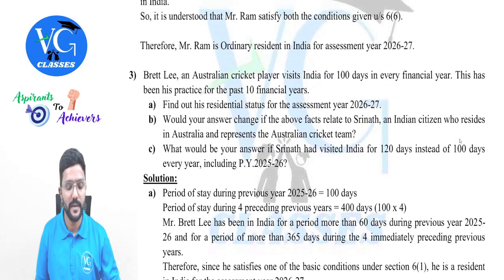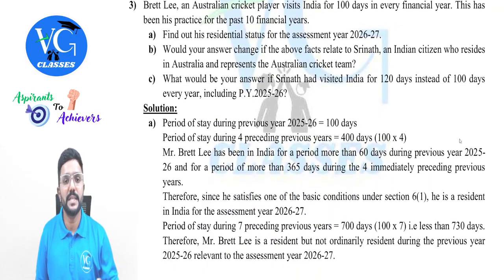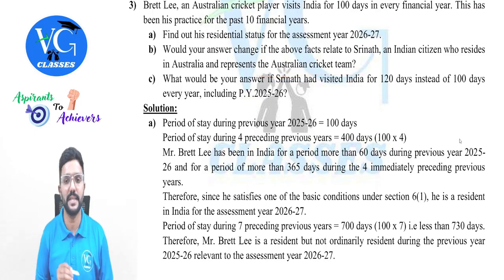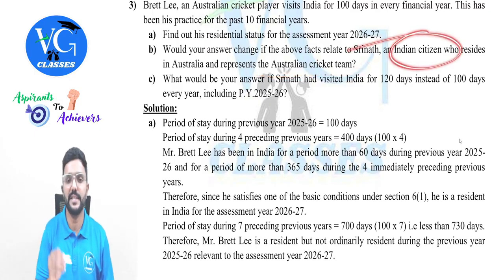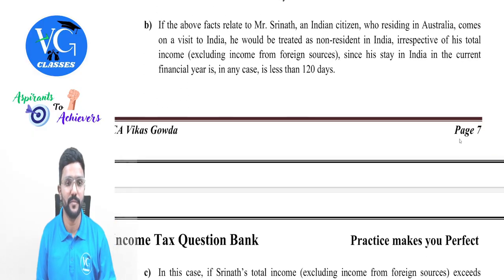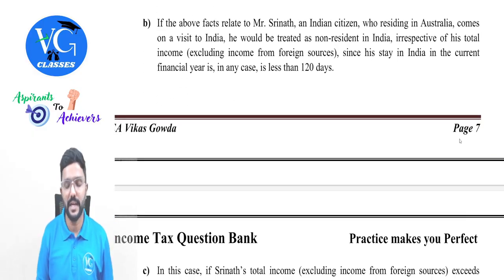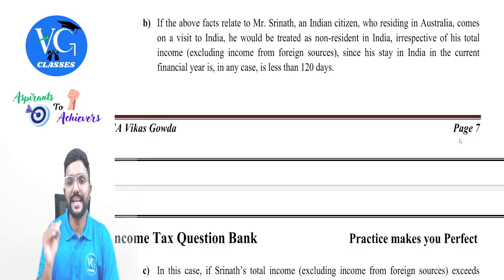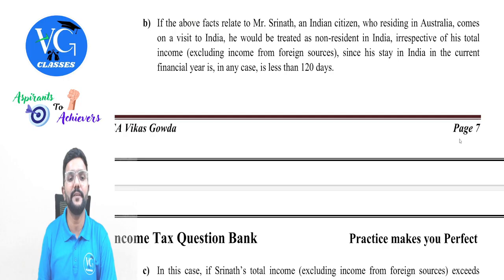Got it? Yes. Next. Would your answer change if the above facts relate to Srinath, an Indian citizen who resides in Australia and represents the Australian cricket team? So he is an Indian citizen, Srinath now, instead of Brett Lee. If the above facts relate to Srinath, an Indian citizen residing in Australia who comes to India for a visit every year for 100 days, he would be treated as non-resident in India irrespective of his total income, excluding the income from foreign sources, since his stay in India in the current financial year in any case is less than 120 days.